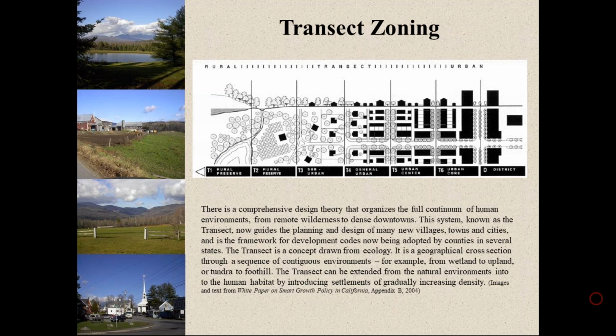There's typically 6 zones, T1 to T6, from the rural to the urban core, but then there's the 7th transect on the far right, that's a special district.